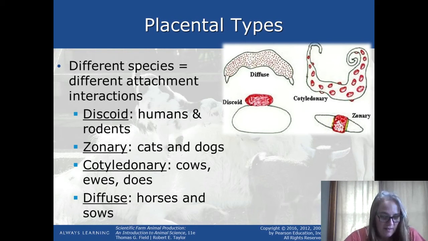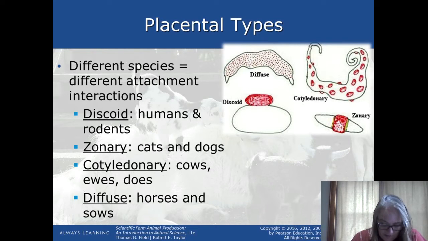Depending on the species, there are different ways that the placenta actually attaches within the animal. This is kind of a good diagram here. You can see that cats and dogs is quite a bit different than the method for humans and rodents, as well as the methods for cows, ewes, and does all together, and then horses and sows.